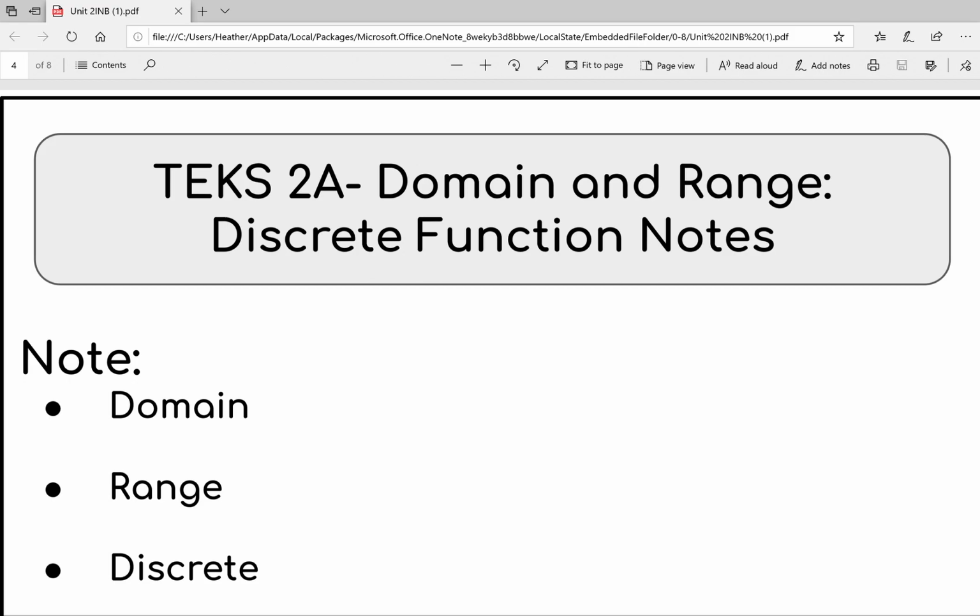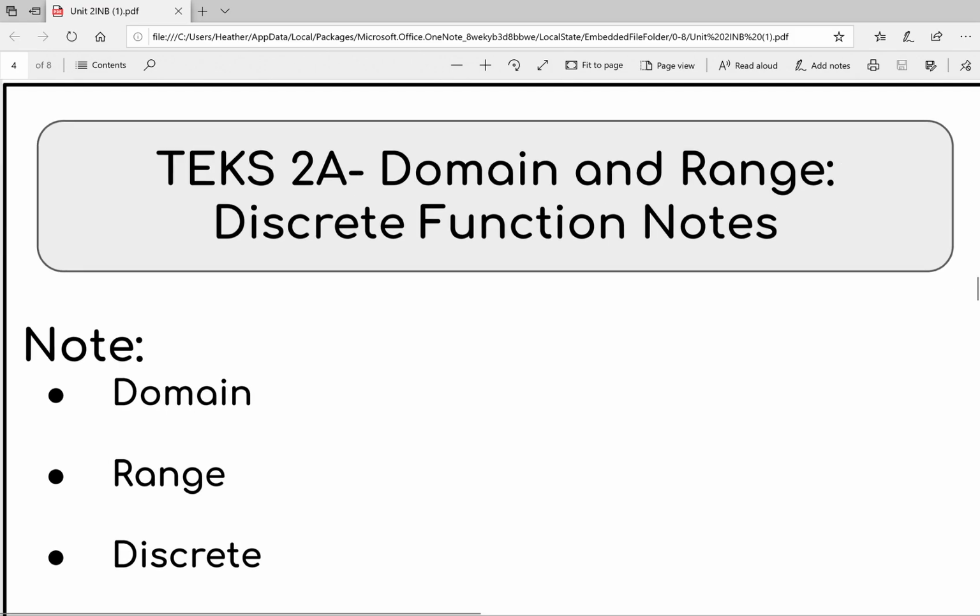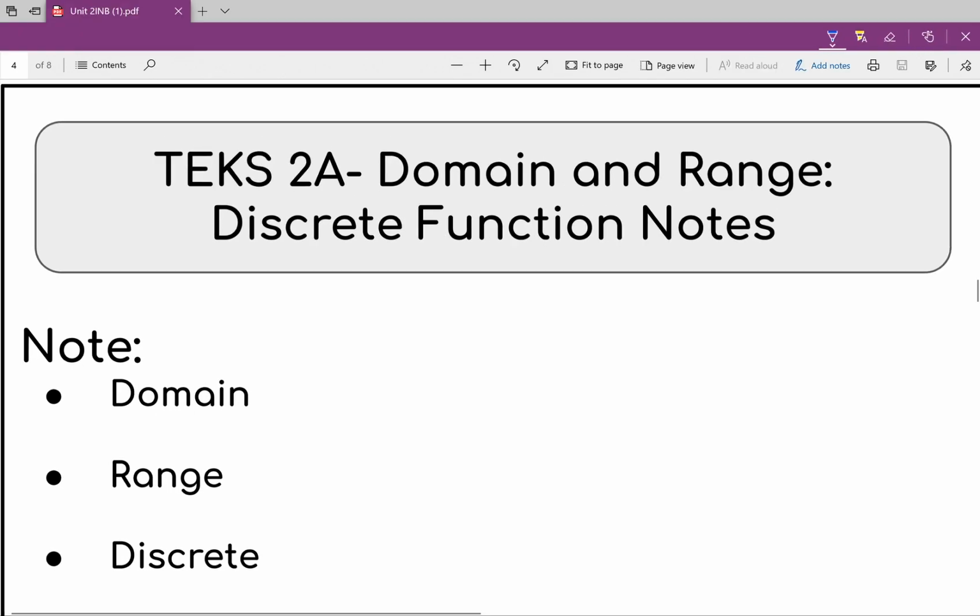Critiques 2A, domain and range of discrete functions. So these are the notes that we're going to do today. First, I want to define what domain and range is. So when we're looking at a graph, domain is going to be the x values. So that's what I'm going to write here, x values. And then the range is going to be the y values.